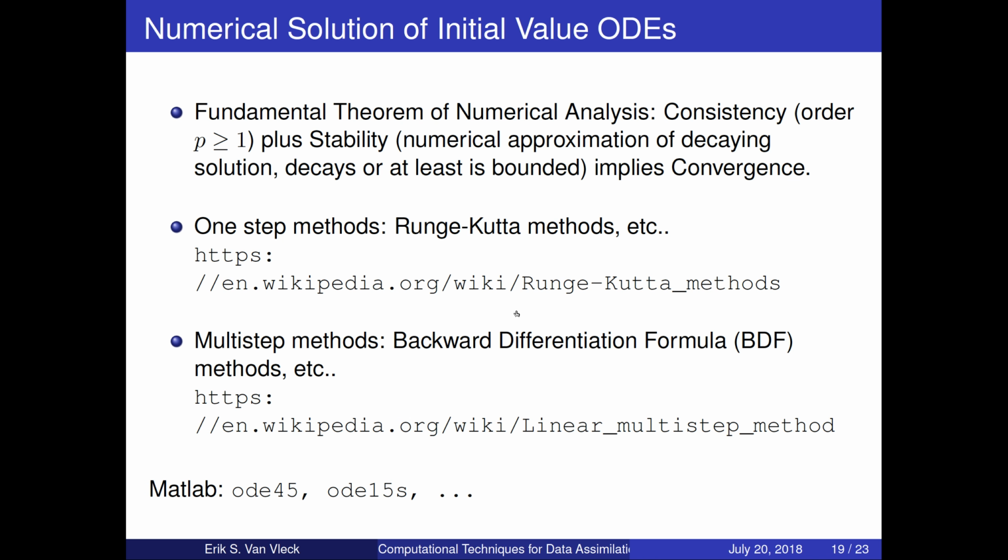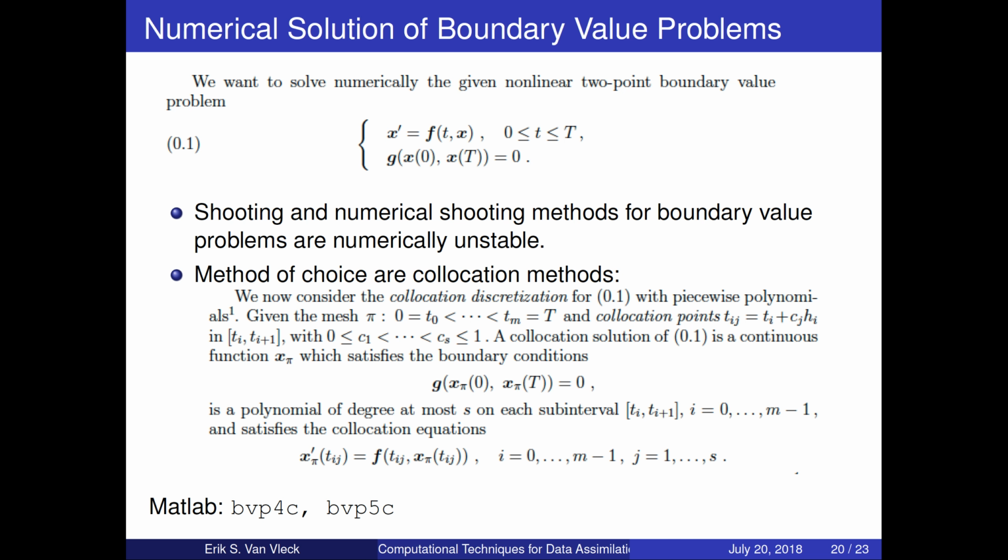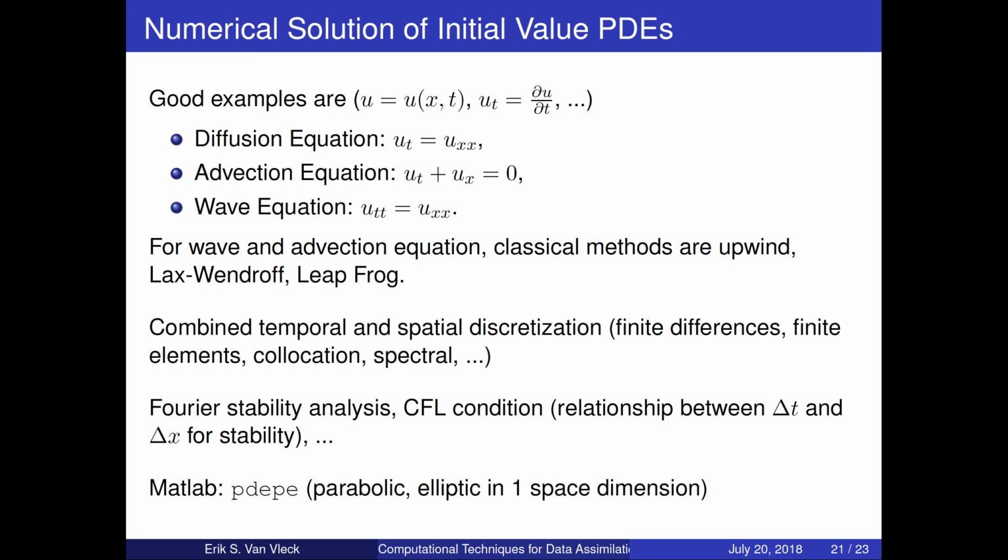Okay. So multi-step methods, which are backward differentiation formulas, are good methods, for example, for parabolic problems that have a so-called stiffness. Among the MATLAB commands are ODE45 and ODE15S, where the S is for stiff. For the numerical solution of boundary value problems, the standard technique is to use collocation methods, and MATLAB has commands BVP4C and BVP5C in order to implement these types of collocation methods.